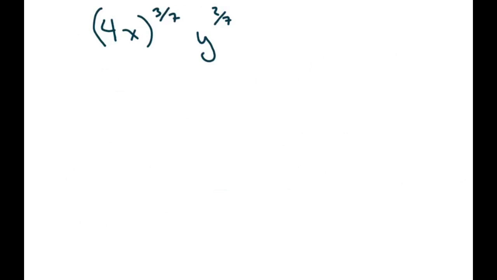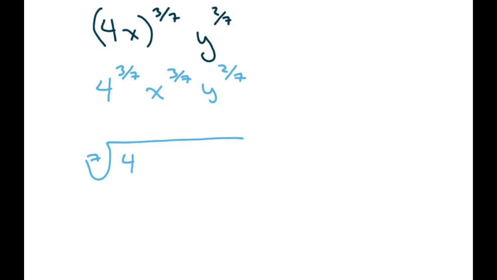Okay? The next one is here, so I'm going to just simplify this as 4 to the 3/7, x to the 3/7, and y to the 2/7. So my root is 7, and I have 4 cubed, x cubed, and y squared. And further, I can cube my 4, and 4 cubed is 64.